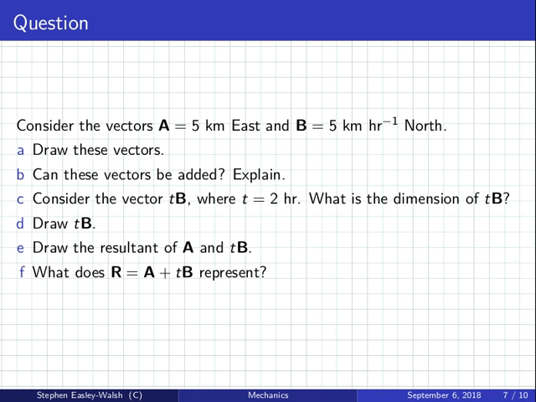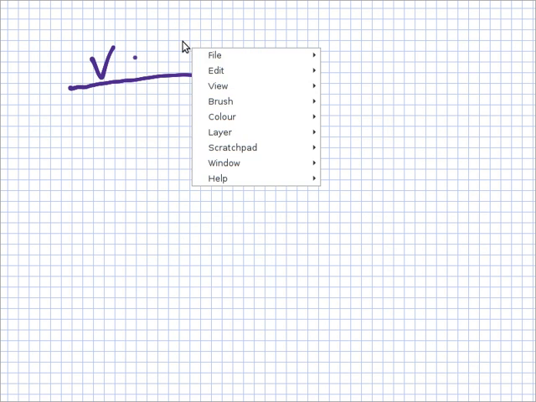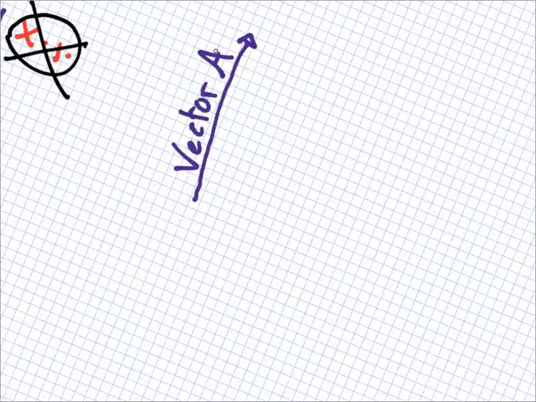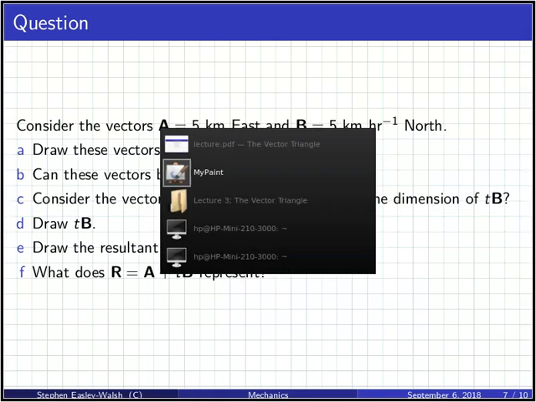Let's have a think about this. So I think the first one is no problem, isn't it? Draw the two vectors, 5 kilometers east and 5 kilometers per hour to the north. I think we can all do that, no trouble. So let's all draw that together. Here we go. This is vector A, and then what's vector B? 5 kilometers per hour to the north.